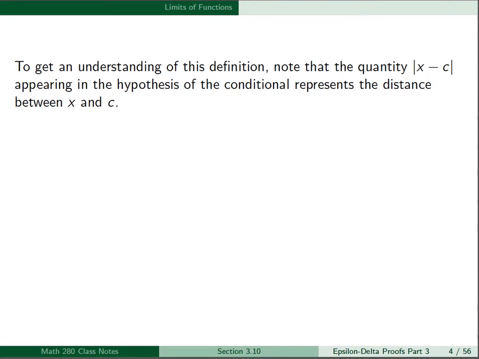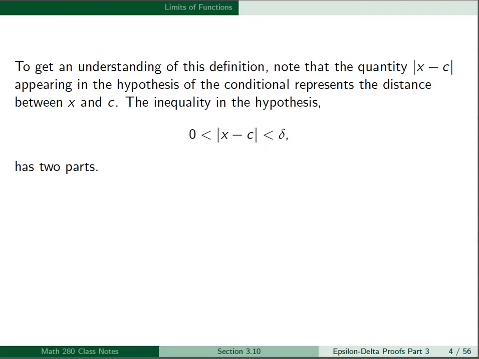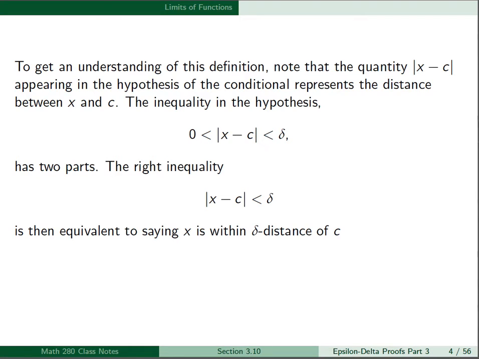To get an understanding of this definition, note that the quantity absolute value of x minus c appearing in the hypothesis of the conditional represents the distance between x and c. The inequality in the hypothesis, 0 less than the absolute value of x minus c less than delta, has two parts. The right inequality, absolute value of x minus c less than delta, is equivalent to saying x is within delta distance of c, or x is between c minus delta and c plus delta.